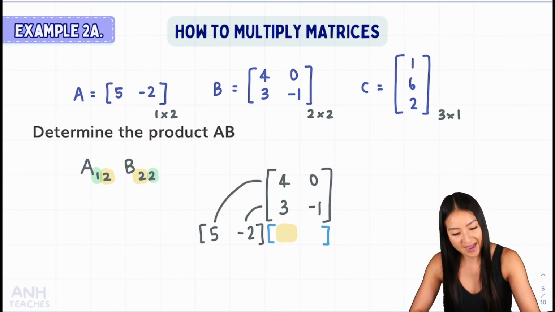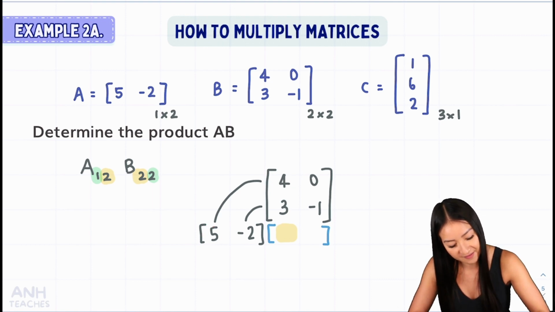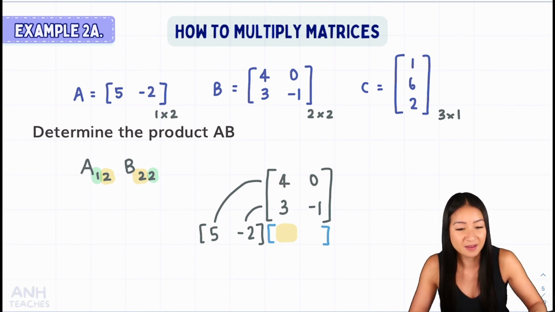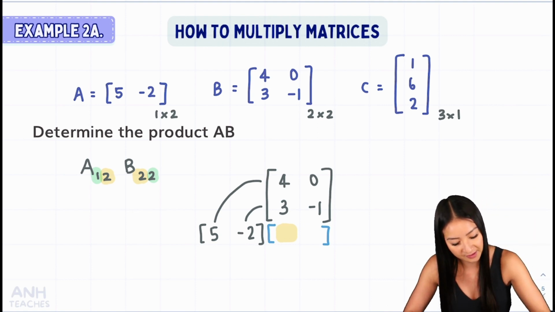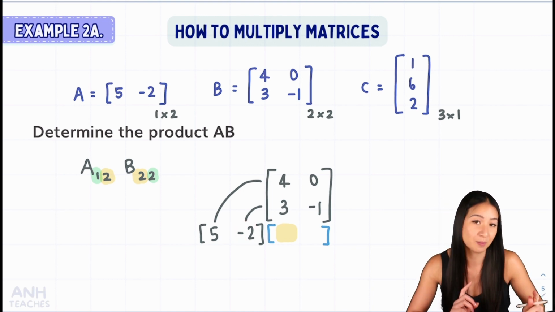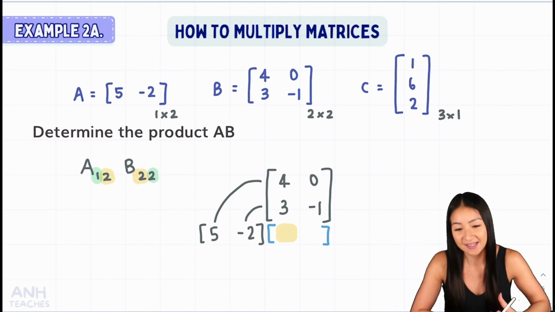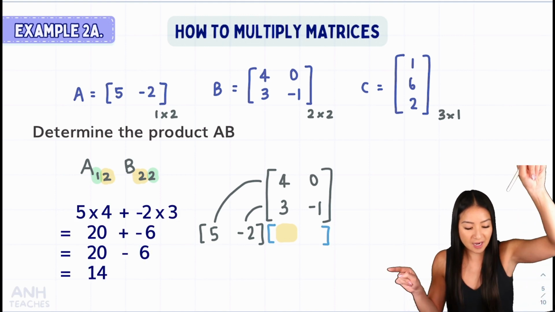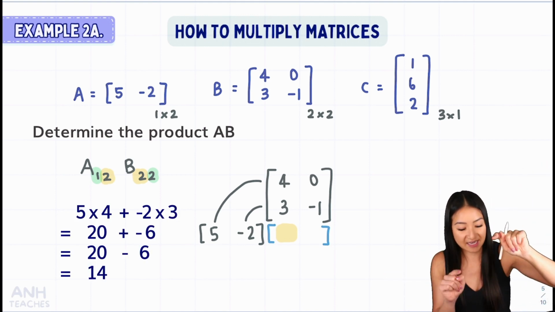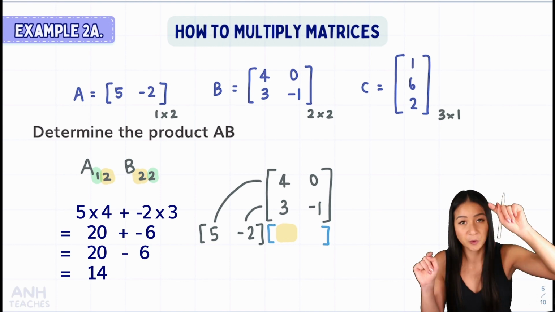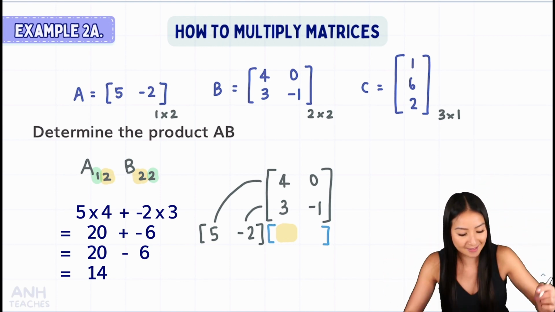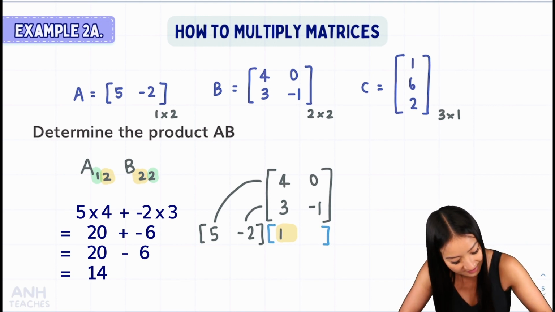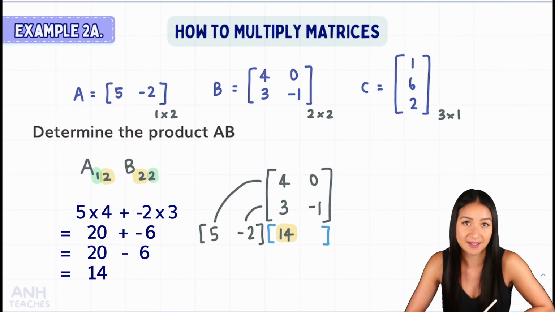So starting from the outermost values, the 5 and the 4, I'm going to multiply them, and then we're going to step in towards our element, so down and across to 3 and -2, and I'm going to multiply those together, and I'm going to add those two values. So 5 times 4 plus -2 times 3, or 20 plus -6, that's the same as 20 take 6, which is 14, and that's the value that goes there.